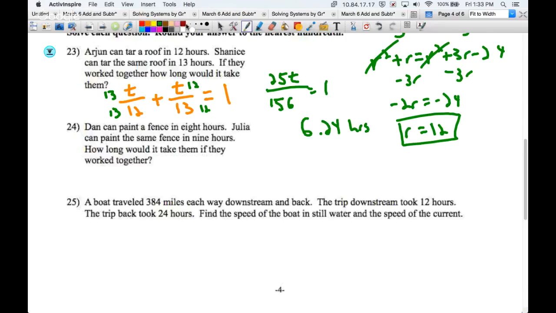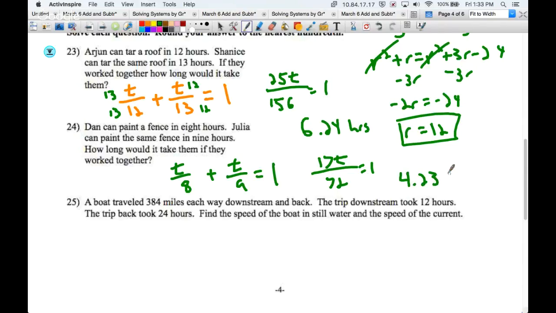Dan can paint a fence in 8 hours, so time divided by 8 for Dan. Same fence in 9 hours for Julia. We're going to paint one fence. So let's see, what are we going to get? Times 8, times 9. So it'll be 17t over 72 equals 1. Multiply 72 to both sides, divide both sides by 17, and we'll get 4.23 hours.